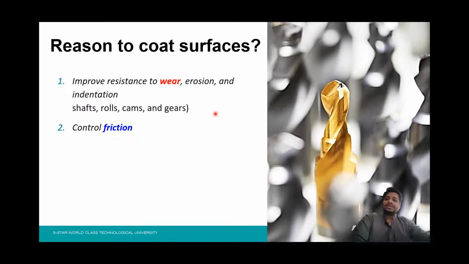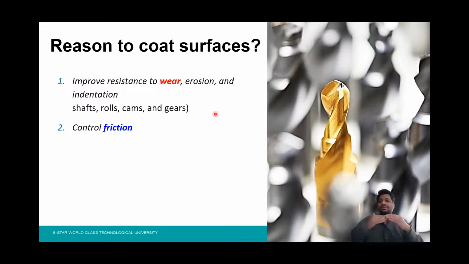The reason we need this is that we have machine tools drilling holes or doing the turning process. In this way, we want the wear to be the least. So what we do is coat the tools, and this enhances the resistance to wear, erosion, indentation, etc.